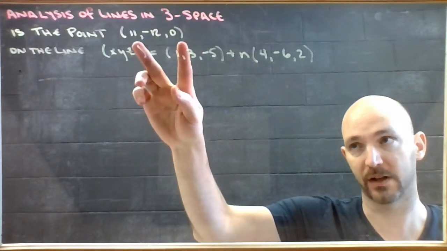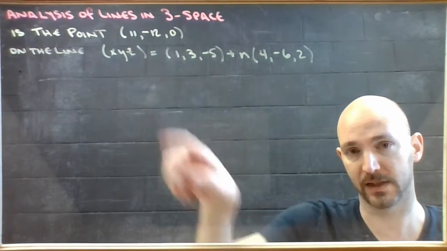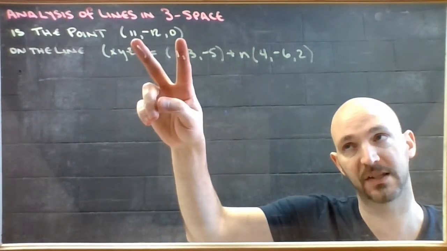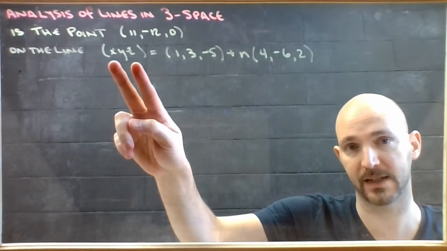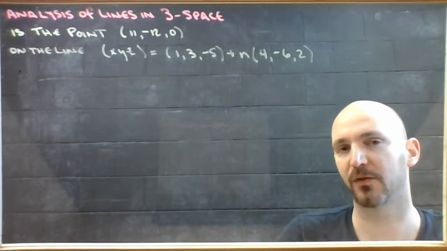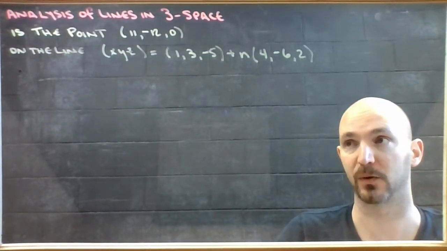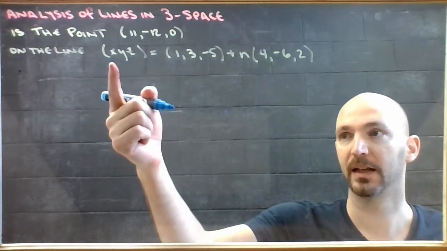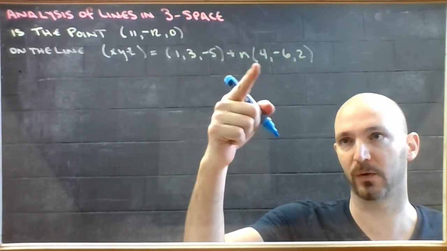Now I have another set of coordinates here. I want to check if this dot falls on this line. So these coordinates are going to go into my x, y, z here, which would be easier for me to do if I had it in parametric form. So I'm going to do that first. X is 1 plus 4n.